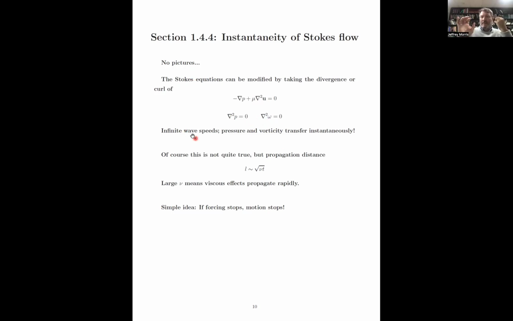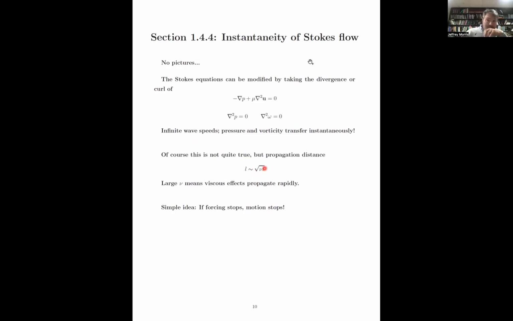That is, if I do something at a position, that information is propagated through the entire system instantaneously. Okay, so that's a key thing in thinking about Stokes flow, is that every part of the system knows about what's going on in every other part to some degree at every instant. It's not quite true, but the propagation distance is quite large. If you look at the propagation distance, it scales as the square root of nu t, and if the kinematic viscosity is very large, then at even short times I get very long distances.